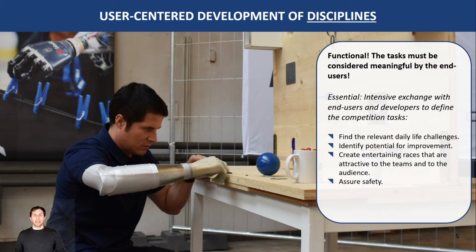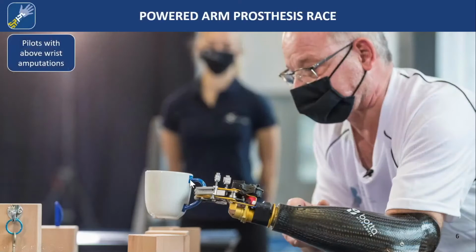There are six disciplines that are part of the competition, and each of the six disciplines has its own improvement potential, and the challenges which people with disabilities in those six disciplines encounter are also different. So, for example, in the powered arm prosthesis race, there are pilots with above wrist amputations who participate in six tasks that represent daily life challenges. The improvement in those devices is still huge. For example, the dexterity of the fingers of those prosthetic devices has by no means reached the dexterity and functionality which a human hand provides.